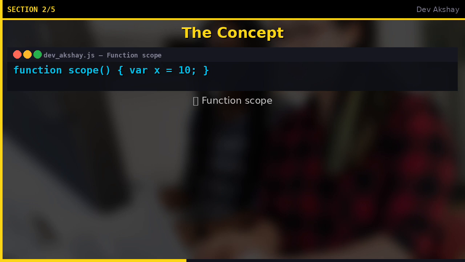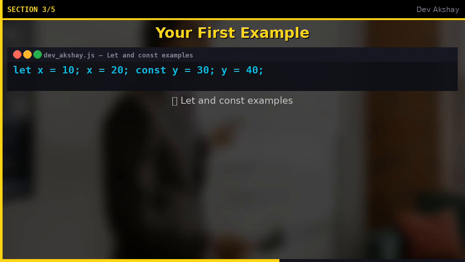So first we have a simple script. Let's walk through this together. We declare a variable with let, then we change its value. Now we are using const, and we can't change its value. So we have let x is equal to 10, then we change it to x is equal to 20, and this last line shows an error for const.